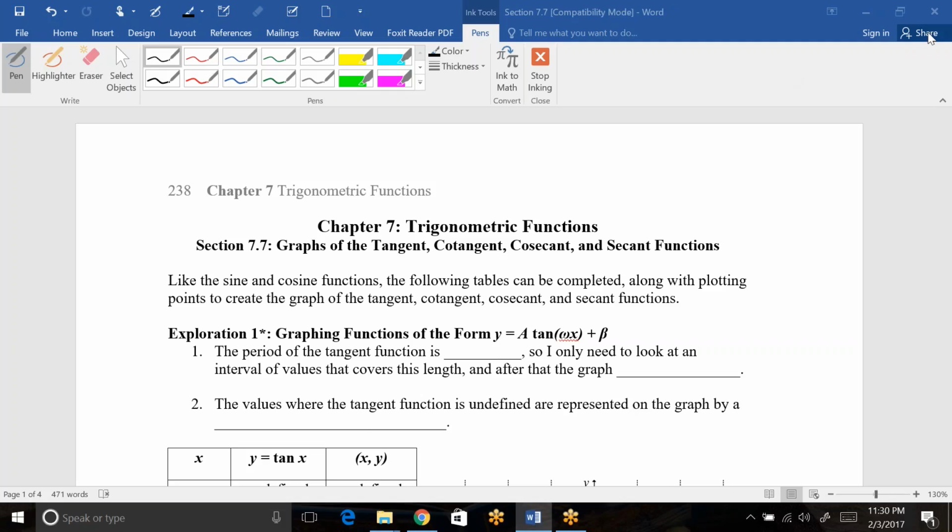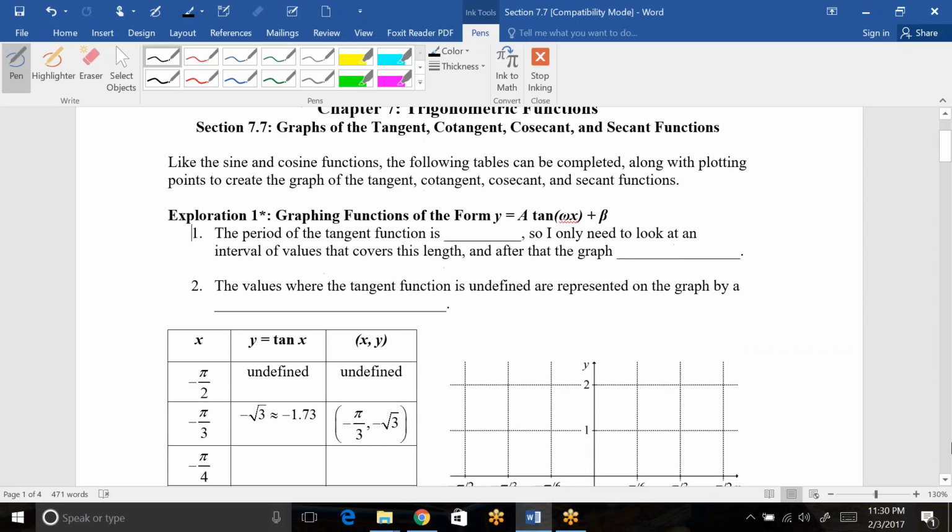This is the 7.7 notes for the online trig class, the graphs of tangent, cotangent, cosecant, and secant functions. So we did sine and cosine in the last section. It was all about learning the general shape of those graphs and then learning how they could be transformed. We're going to graph the tangent function in great detail, just like we did sine and cosine, and we'll transform it. And then I'm just going to show you the secant and the cosecant, and the cotangent, what they look like, and we may do one transformation of one of those.